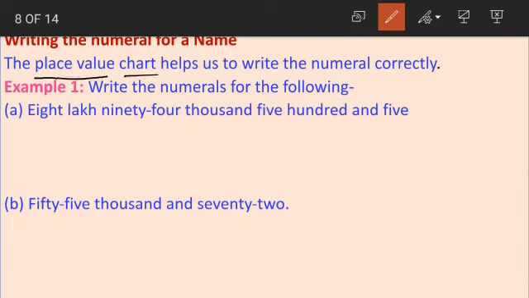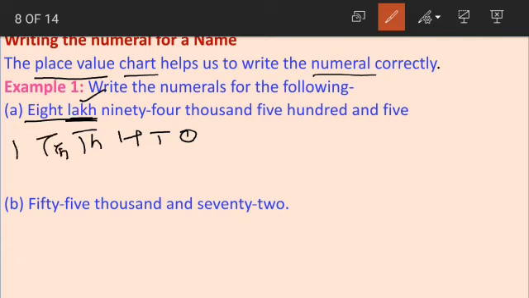The place value chart helps us to write the numeral correctly. Look at the first word here. What is it saying? It is saying 8 lakhs. Now it is clear that our number has the highest place value as lakhs. So let us first write the place values starting from ones and ending at what, children? Ending at lakhs. Ones, tens, hundreds, thousands, 10,000s and lakhs.